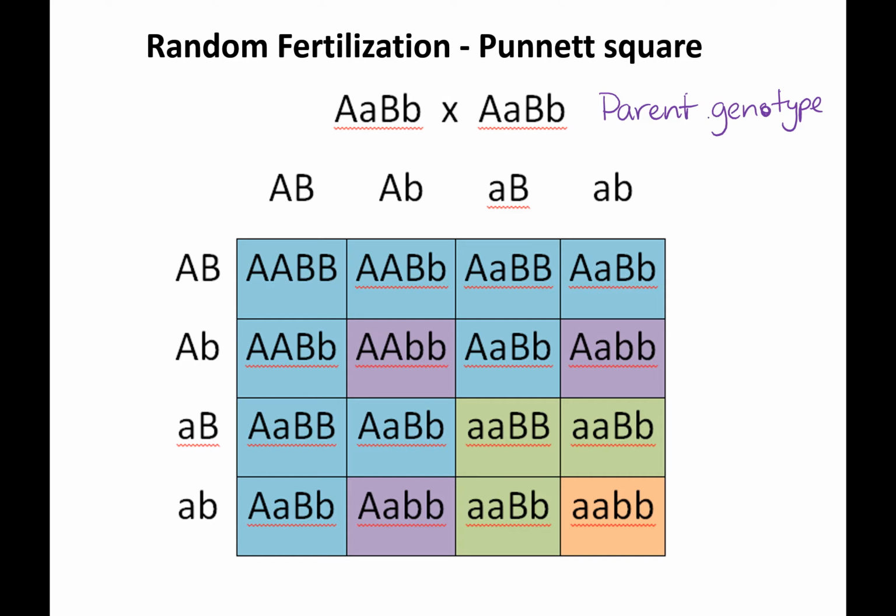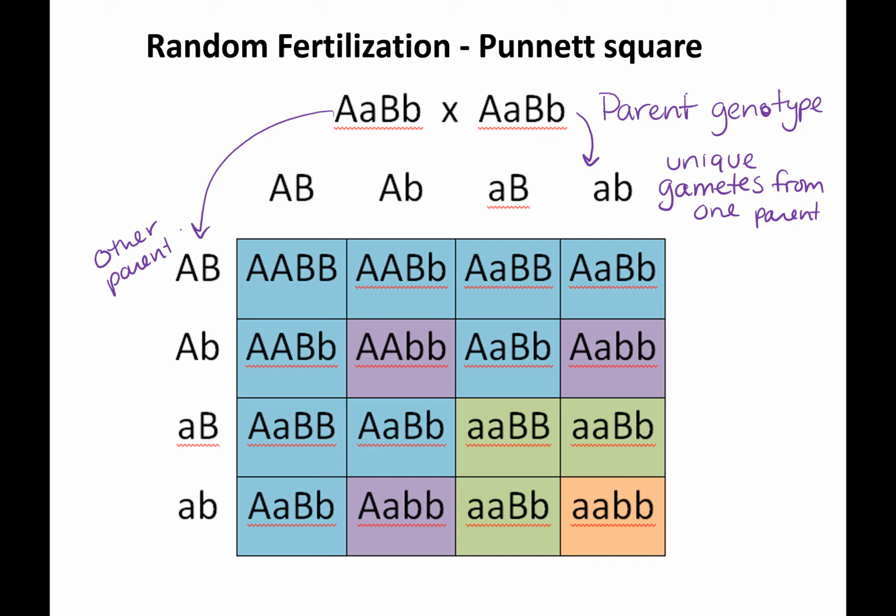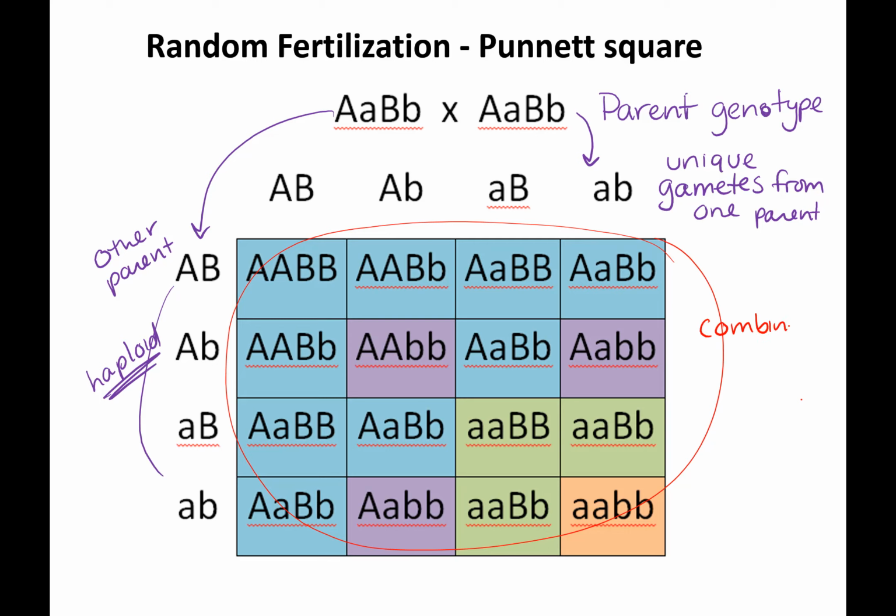What you do is you take the parent genotype and you figure out the gametes. Across the Punnett square, you put all the unique gametes from one parent. When these parents happen to have the same genotype, they have the same unique gametes. This is from the other parent. And notice that the gametes are haploid, right? They only have one copy of each gene. In your Punnett square, you combine gametes.